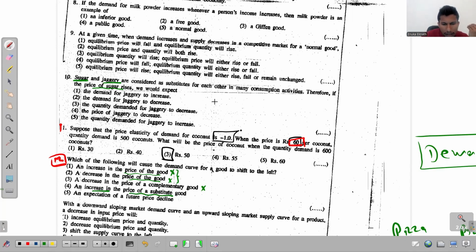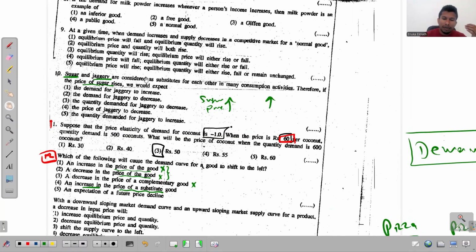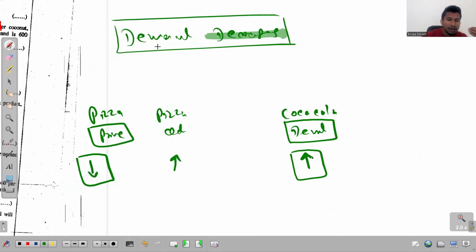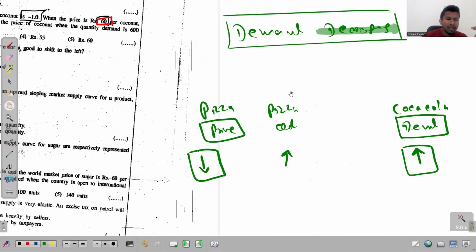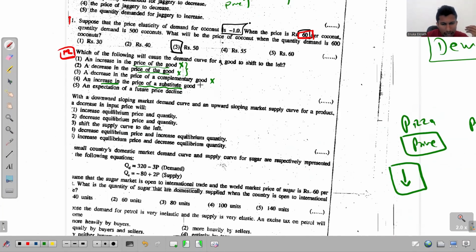So when the sugar price got increased, what happens to the jaggery demand? As we discussed, the jaggery demand got increased. Right? Jaggery demand got increased. But what do we need again? We need the demand of the considered good to decrease. So this is also not the answer. So if you can find the answers to these in this paper itself, what is the difficulty of this paper?